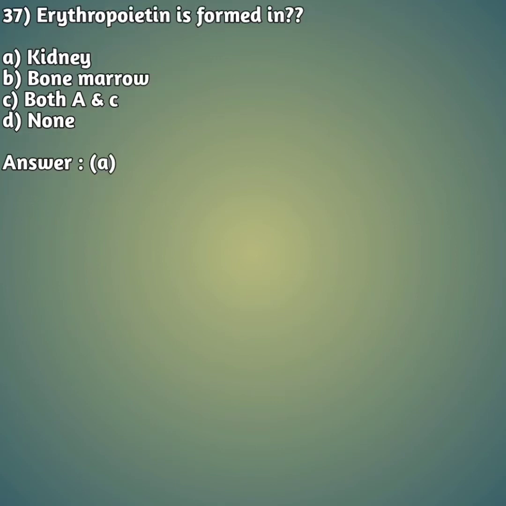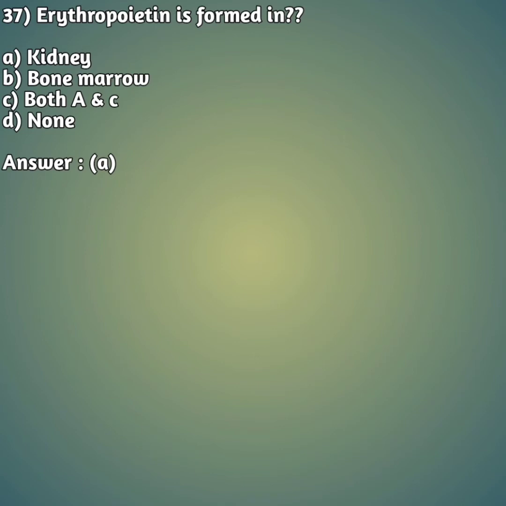Moving to our 37th question. Erythropoietin is formed in. What do you mean by erythropoietin? Erythropoietin, or EPO for short, is a hormone produced primarily by our kidneys. Option A kidney, option B bone marrow, option C A and B, and option D none. The right answer is kidney: erythropoietin is formed by the kidney.